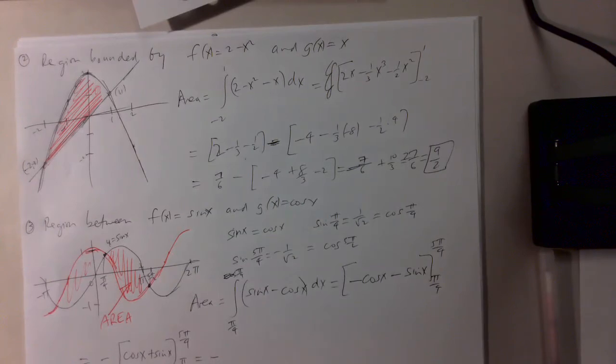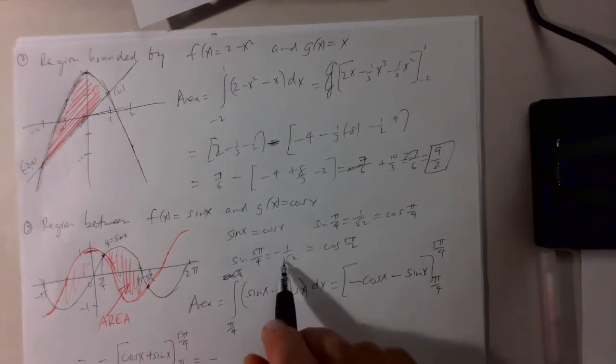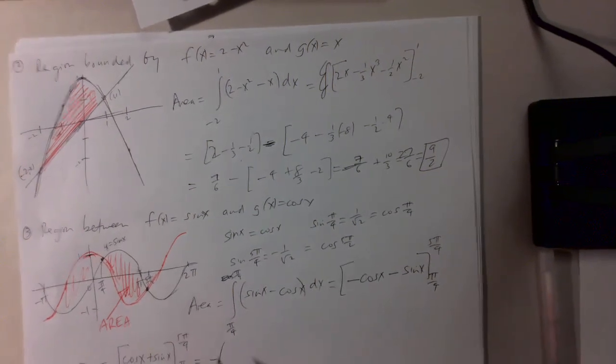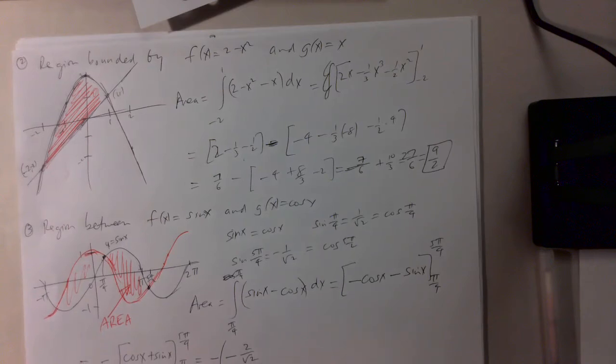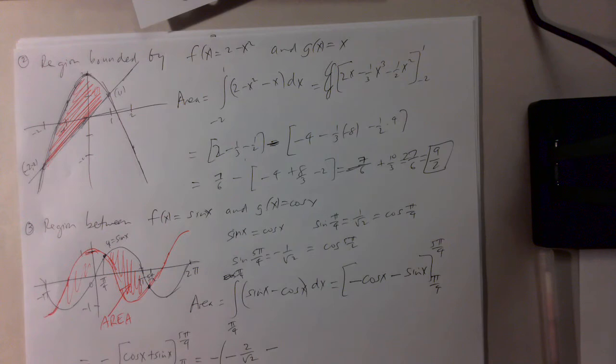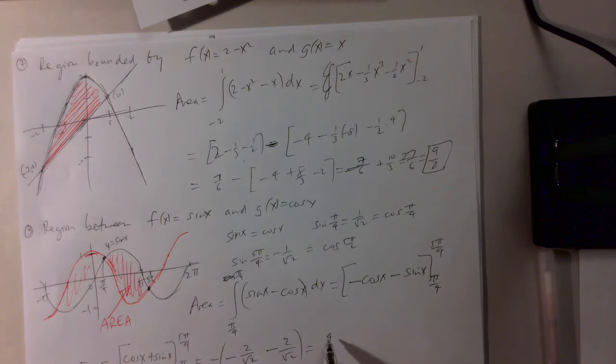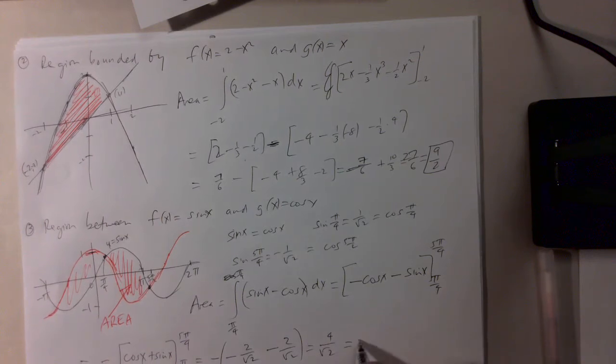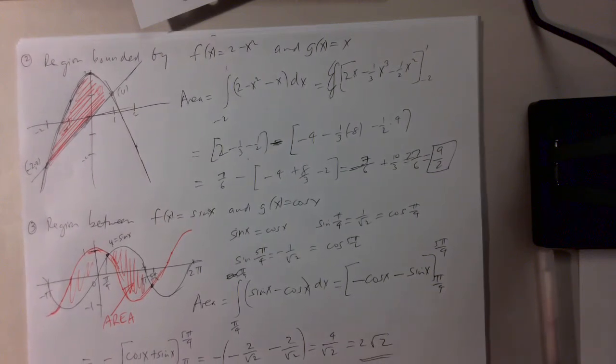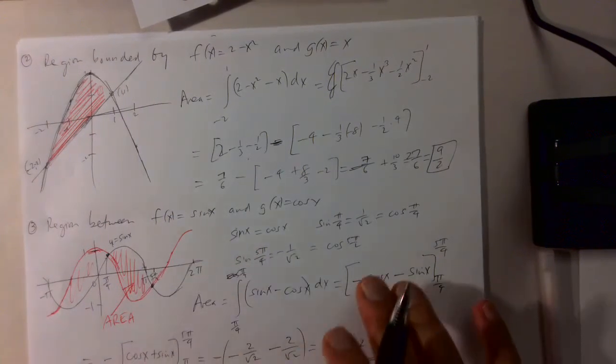That's equal to what? Minus, at 5 pi over 4, the cosine and the sine are both equal to minus 1 over root 2. So this is minus 2 over root 2. And I subtract from that the value of cosine plus sine at pi over 4. At pi over 4, they're both equal to 1 over root 2. So this is minus 2 over root 2. So the minuses cancel. We get 4 over the square root of 2, which is 2 times the square root of 2. So this area between the sine and the cosine is equal to 2 over root 2.